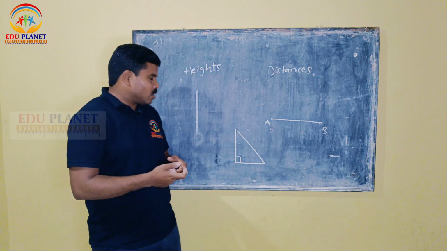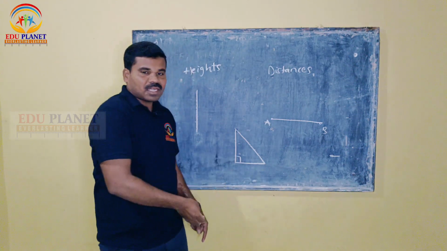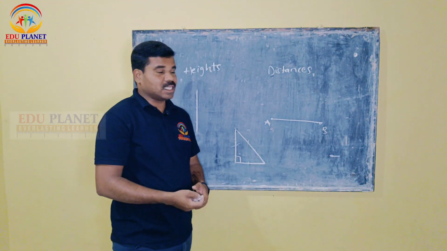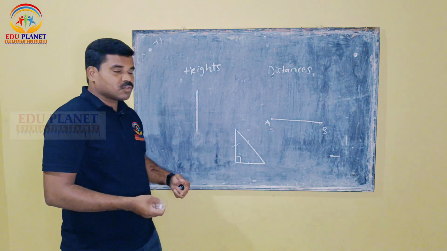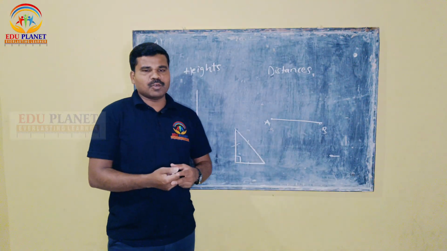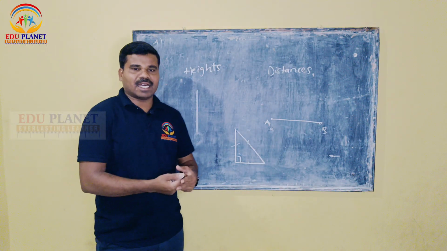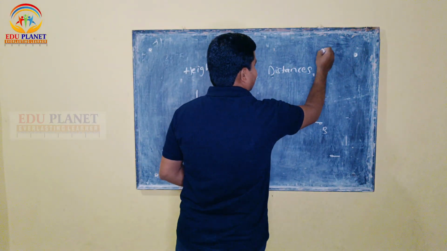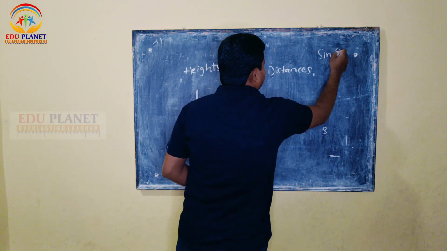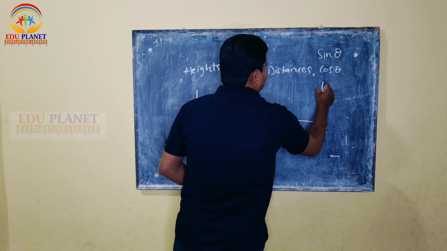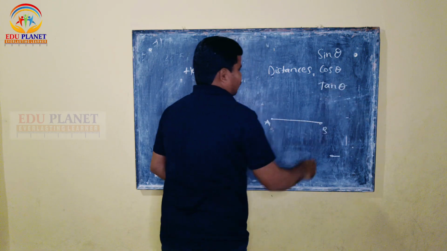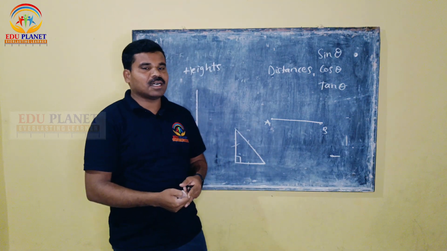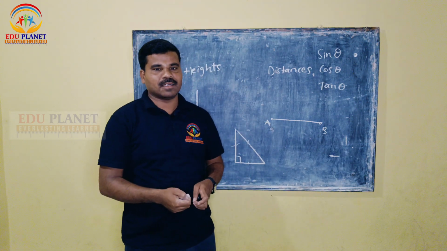It means trigonometry is all about right triangle sides and right triangle angles. Here we will use which kind of sides? Opposite side, adjacent side and hypotenuse. And which kind of angles may we use? Trigonometric angles. Already we know sine theta, cos theta, tan theta. Otherwise, their inverse ratios also we can use, like cosec theta, sec theta and cot theta.